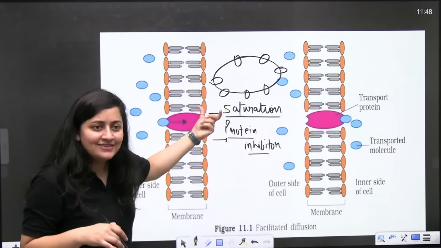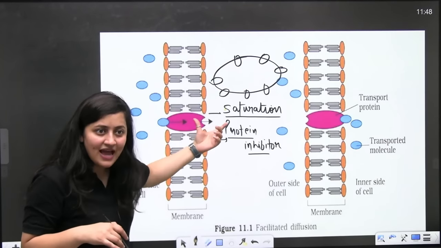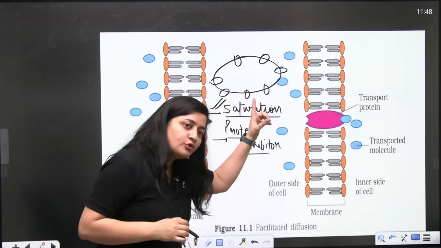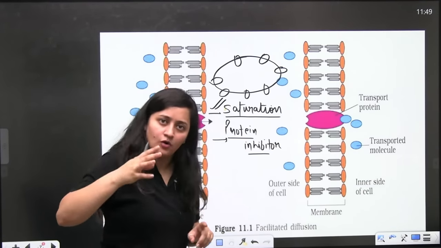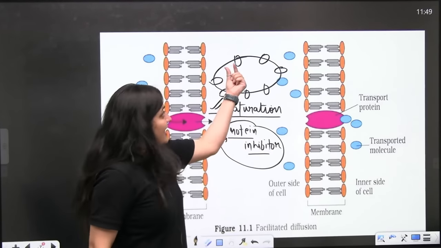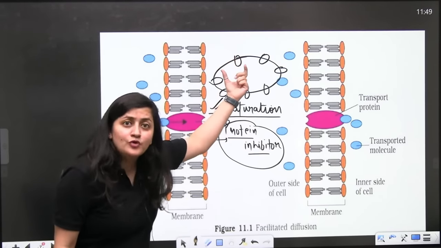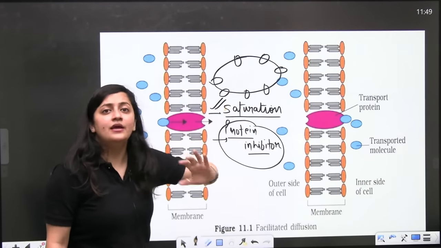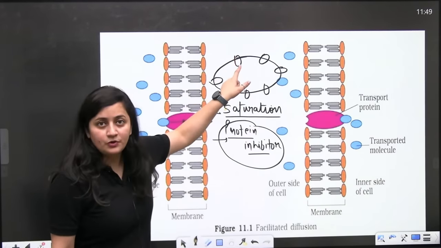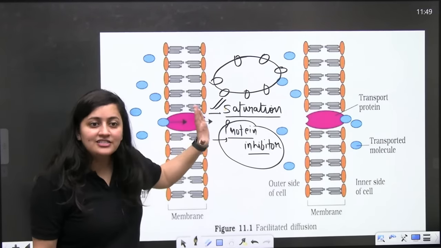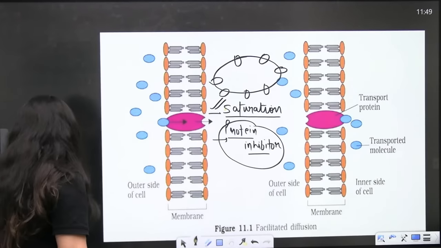So yes, when it is facilitated diffusion or active transport, the concept of saturation will be considered because protein channels are helping in the entry or the exit. Now, what about these protein inhibitors? See, carrier proteins are basically the protein channel. So any compound, any inhibitor that can destroy this protein channel can destroy the transport, right? This is what you need to remember.